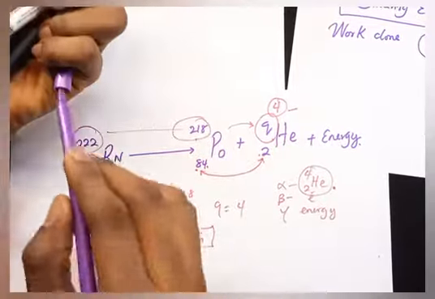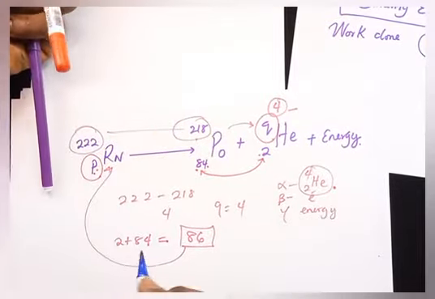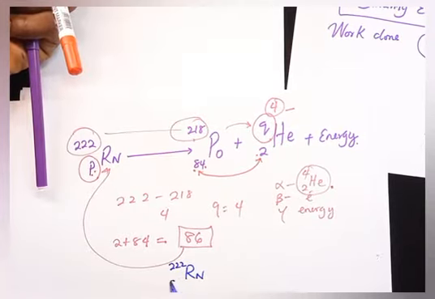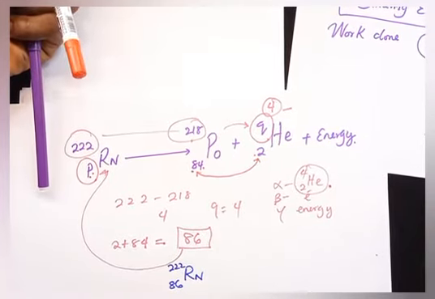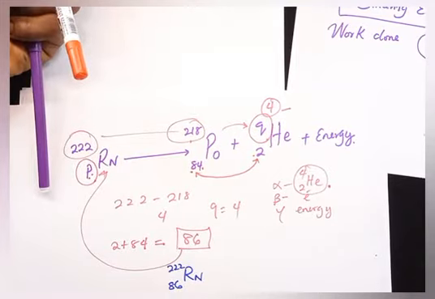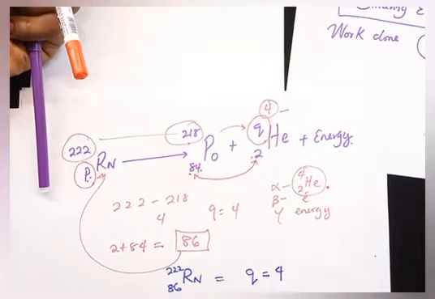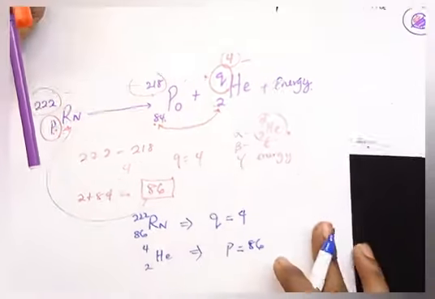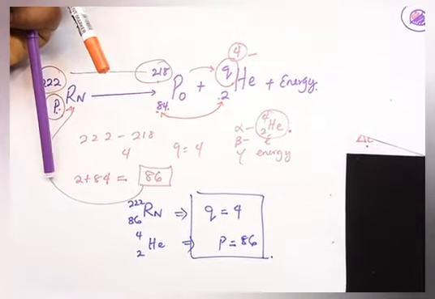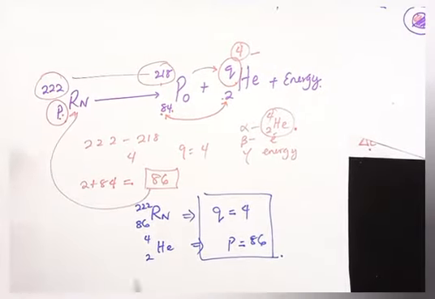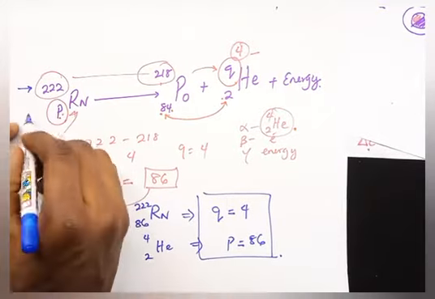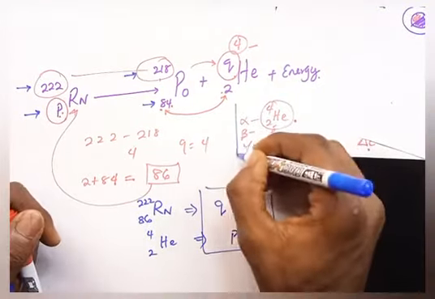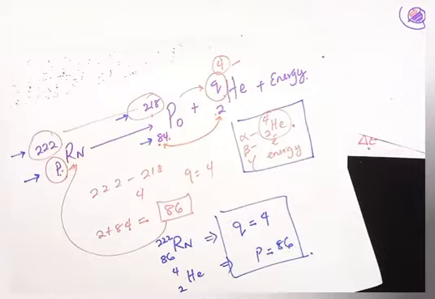So the summary of this question is that radon has 222 and P is 86. And then we know also that helium has 4 and 2. So Q equals 4 and P equals 86, and that sums up the answer. Questions can come subsequently like this, but the moment we know the principle of atomic number and mass number, we can easily find our way through questions on radioactivity. Always keep this in mind, the radioactive rays.